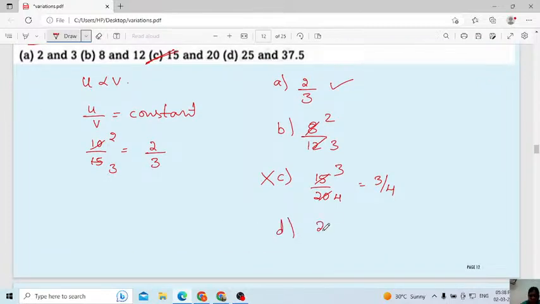Last one also, 25 divided by 37.5. Remove the decimal, you will get 250 divided by 375. Cancel here also, you will get 2 by 3. D also not possible? How? Check. See, 5 7s are 35, 5 5s are 25, so 5 75s are 375, 5 50s are 250. 2s are 250, 3s are 375. D is possible.